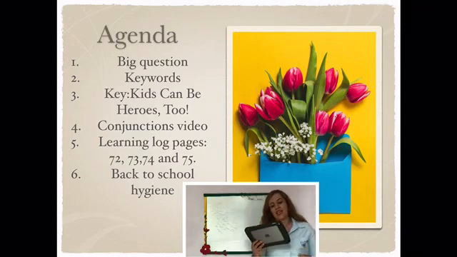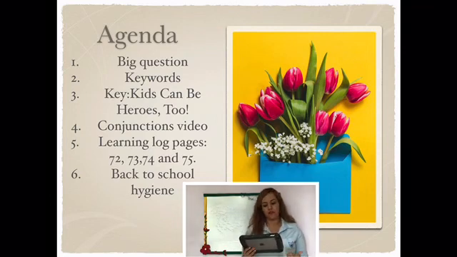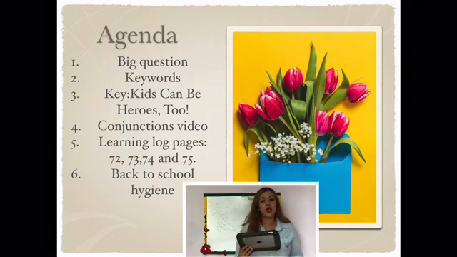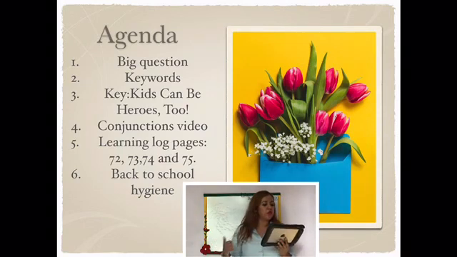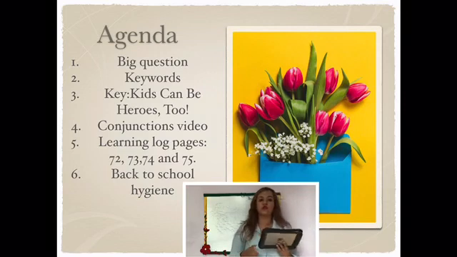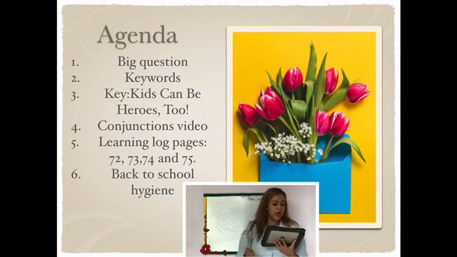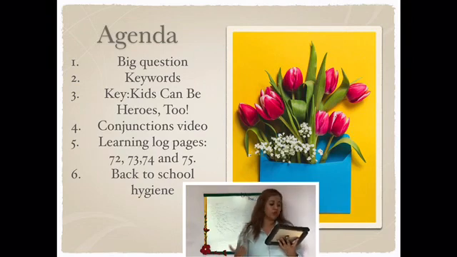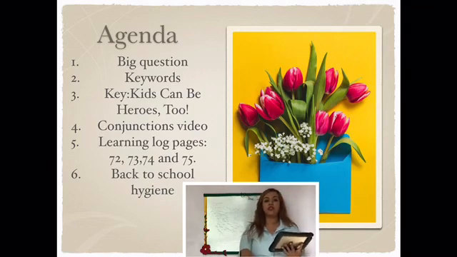Today's agenda is the big question. First, we're going to start working with the big question. From the big question, we're going to go with the keywords, which are important for us to go over. Then we're going to do the key. The kids can be heroes too. That is the name for your key for today. Then we have conjunctions video, okay? Then learning log pages 72, 73, 74, and page 75 in your learning log.